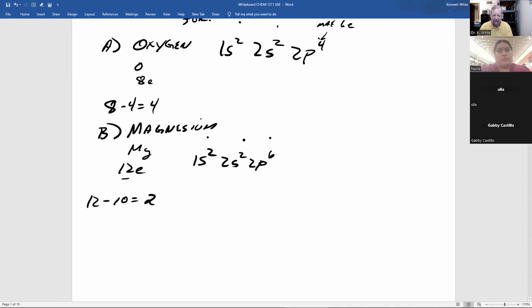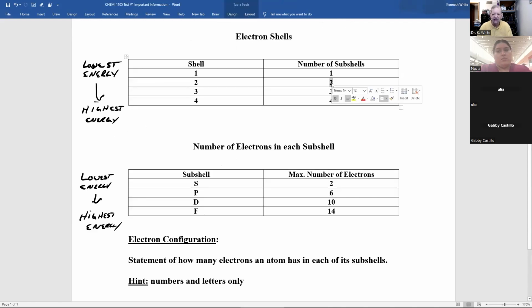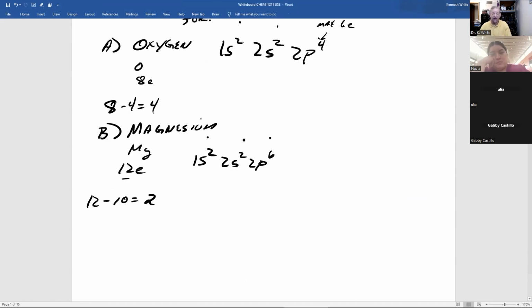Well, shell 2 has 2 subshells, 2s and 2p. I filled it up. What do I do now? Well, I go to shell 3. And what's the first subshell in shell 3? 3s. And how many electrons max can I put in any s subshell? 2. So I go to 3s. How many do I have left? 2? Oh, good news. I can put max 2 there. And for magnesium, the electron configuration is 1s2, 2s2, 2p6, 3s2. And that's how you do it.